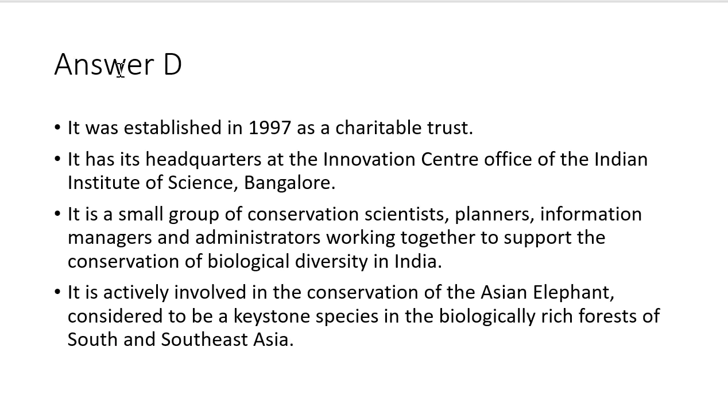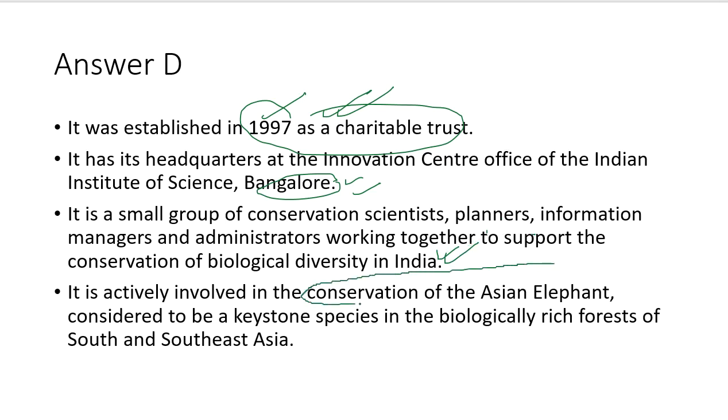Now let me take some facts about this ACNF, Asian Nature Conservation Foundation. It was established as a charitable trust, so it is a non-profit organization, established in 1997, headquartered in Bangalore at IISc. A small group of conservation scientists, planners, information managers, and administrators work together to support the conservation of biodiversity in India. This is the main task, and the main conservation focus of ACNF is the Asian elephant. So option D is the correct one.